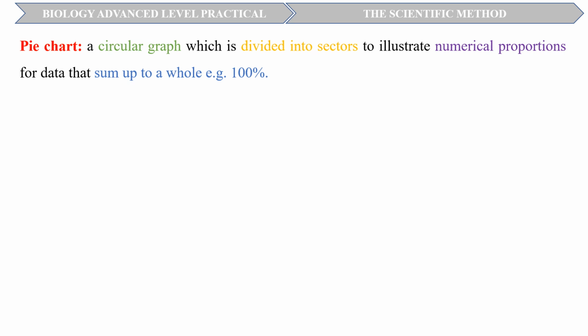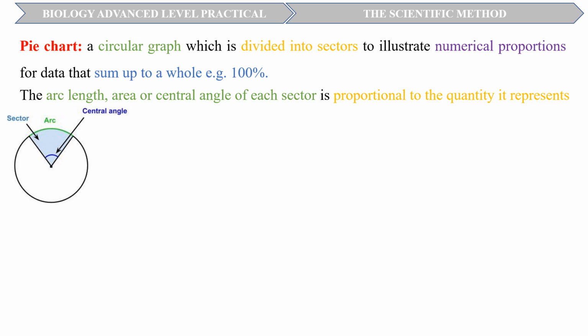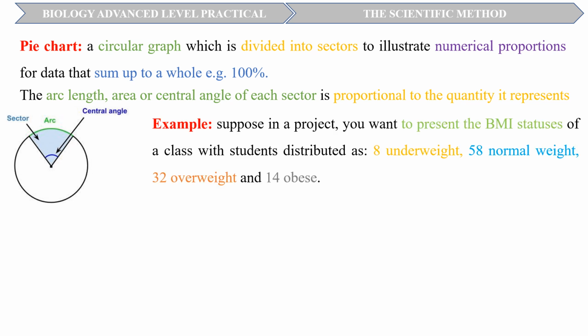A pie chart is a circular graph which is divided into sectors to illustrate numerical proportions. It is used to represent data that sum up to a whole, for example, 100%. The arc length, area, or central angle of each sector is proportional to the quantity it represents. Suppose in a project, you want to present the body mass indices of a class with students distributed as 8 underweight, 58 normal weight, 32 overweight, and 14 obese.